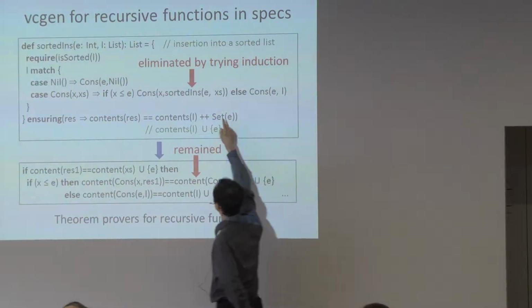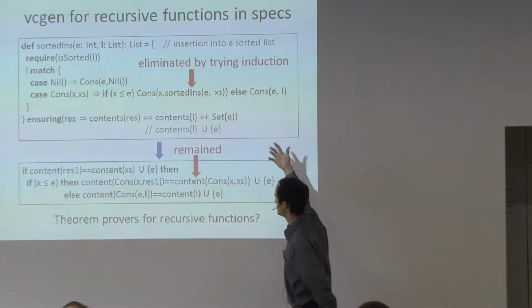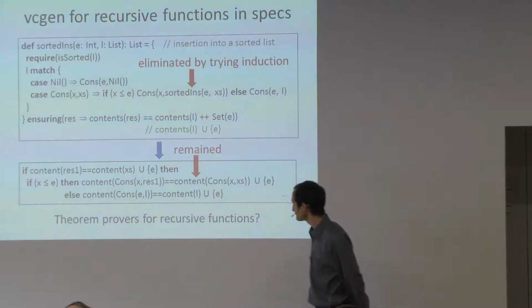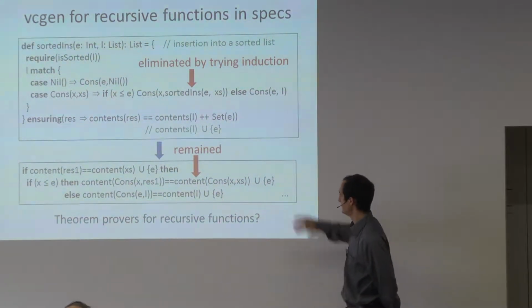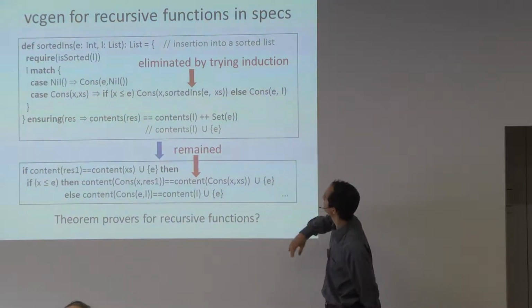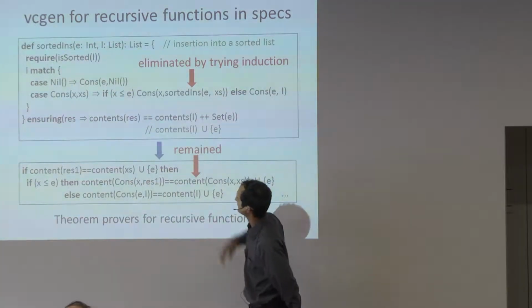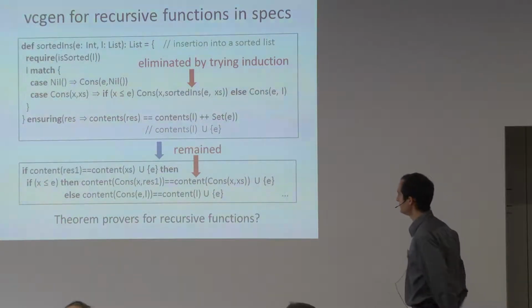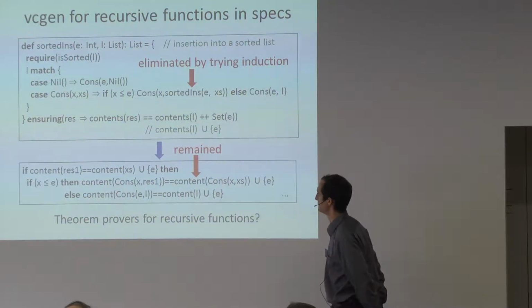And we invoke the function recursively, so the standard thing to do is to replace the recursive call with the specification itself. If you do that, then you get a simpler formula in that it no longer talks about sorted insertion. So this function does not appear. We have generated a verification condition specifically for it.